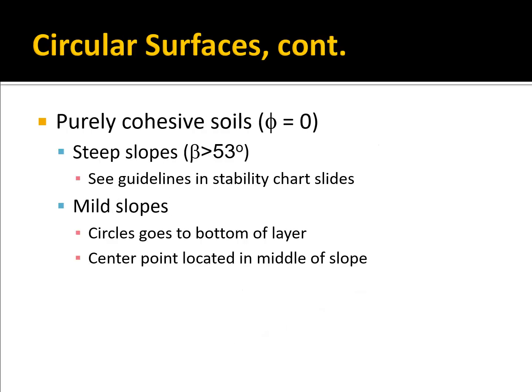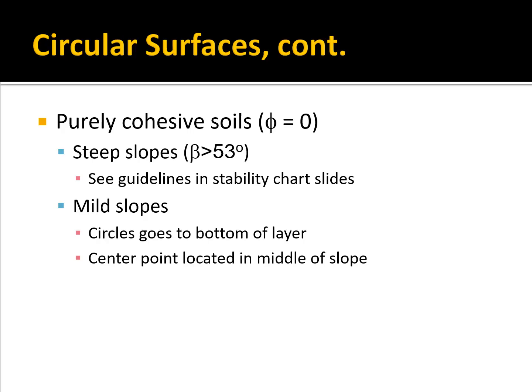If you have purely cohesive soils, so phi is equal to 0, if you have a steep slope, that is a typo. That should be beta less than... no, excuse me, that's correct. Beta, the slope angle, greater than 53 degrees.